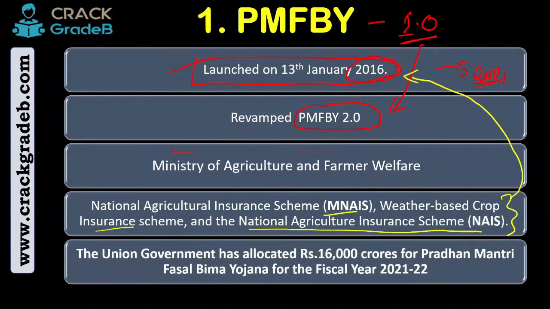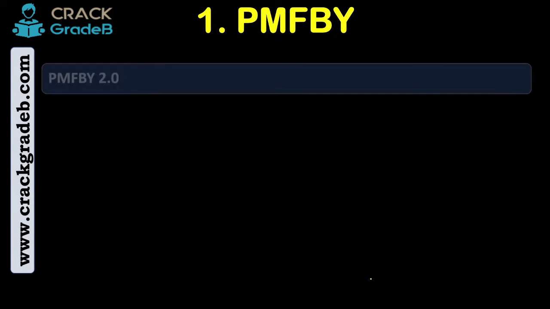Then the union government has allocated rupees 16,000 crore for Pradhan Mantri Fasal Bima Yojana for the fiscal year 2021-22. This is the most important thing that you need to remember. The allocated amount for the next financial year is rupees 16,000 crore, fiscal year 2021-22. Now, let us understand what this scheme is for.